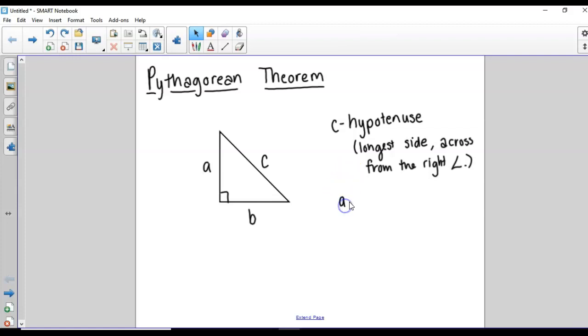A and B also have a name. It's a less complicated name. Do you guys remember what it is? Anyone remember what A and B are called? Legs. Good. Okay, so A and B are the legs of the right triangle. They are your two shorter sides. They're also going to touch the right angle. Okay? So I guess we'll write that down. Shorter.